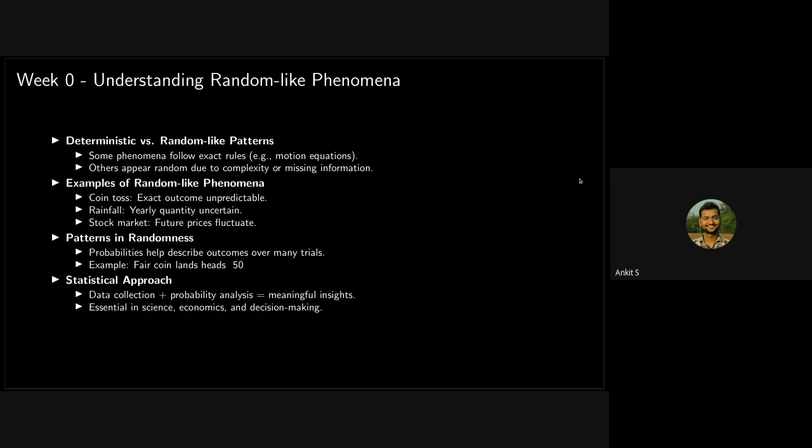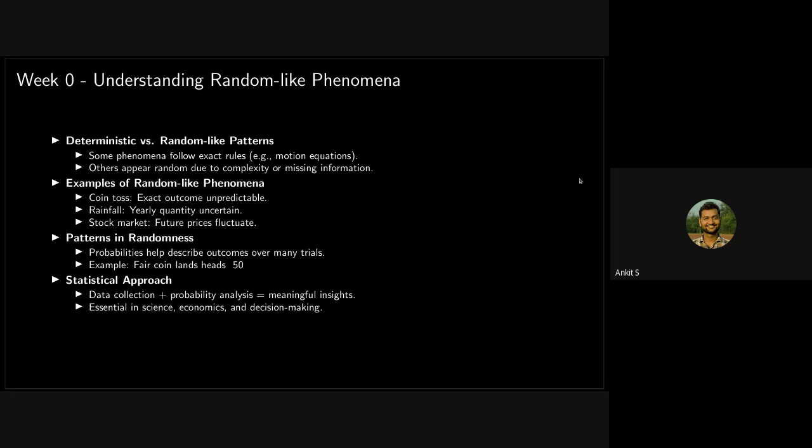So we started looking at some things which are deterministic and some things which are not deterministic. For example, you may have learned about the motion equations and many scientific equations. Those follow very exact rules. Okay, you can exactly predict at what point some particle will be, but some things are not predictable exactly. Like you can't predict when you toss a coin whether it will land heads or tails. You cannot tell that with certainty, right? And for these things we need probability and statistics.